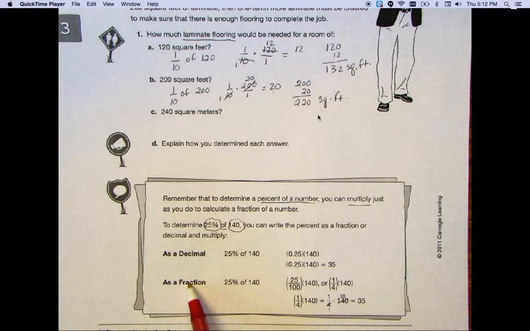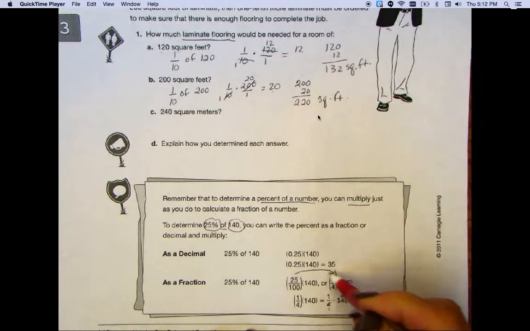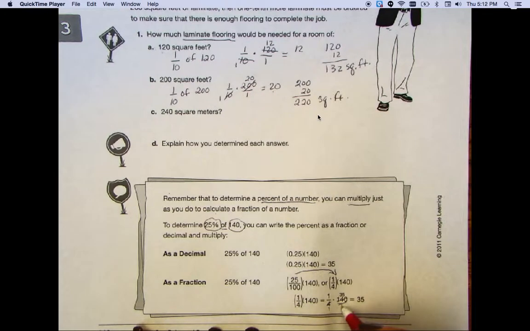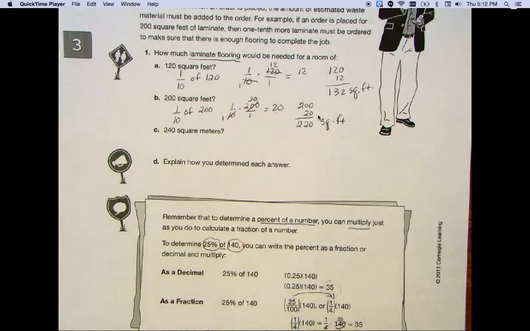They're also showing us that we can change this to a fraction. 25% is 25 per 100, 25 over 100. Or they're showing me they simplified this to get 1/4. So now they're doing 1/4 of, which means multiply by 140. So here I would put the 1 under here, and they're simplifying. They still get 35. So this is the end of the mini lesson.